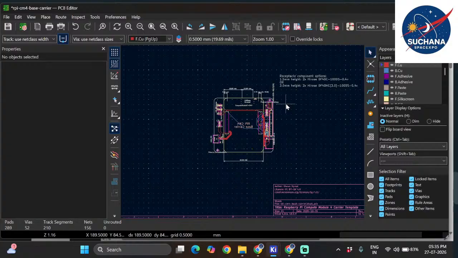Is it MaxLinear? Some Raspberry modules use other voltage regulators also, like the MXL 7704 from MaxLinear, which is actually a power management IC. We will discuss it in detail. We will have a separate lab session, maybe in the upcoming week, where we will discuss all these things.